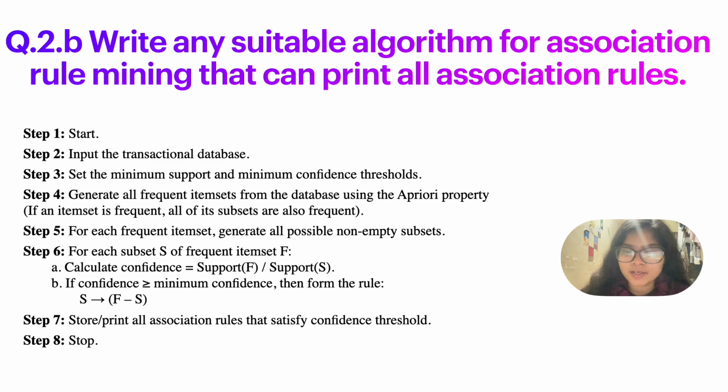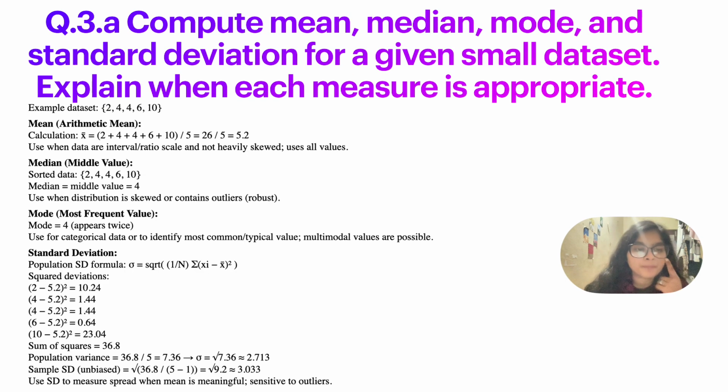Moving towards the next question, we have: compute mean, mode, median and standard deviation for a given small data set. Explain when each method is appropriate. So let's take a small data set where we have 2, 4, 4, 6, and 10. For calculating mean, we just sum up all the values and divide by the number of values. If the data is not heavily skewed, mean can be used.